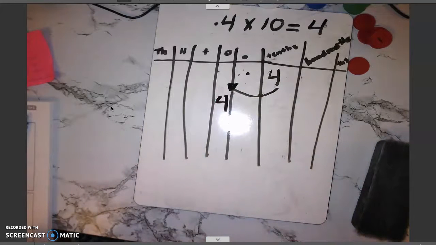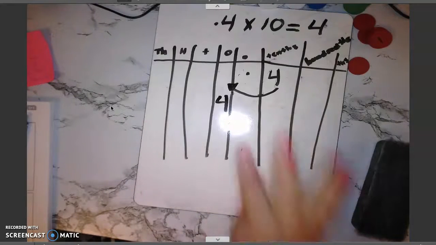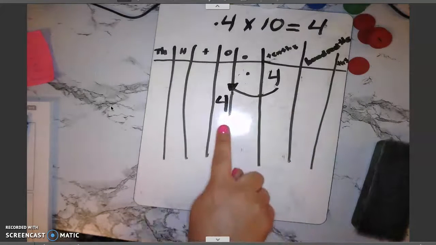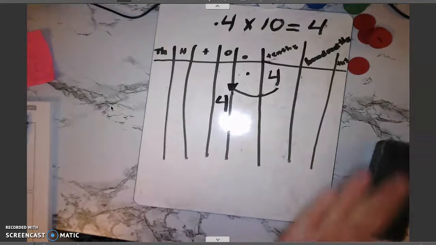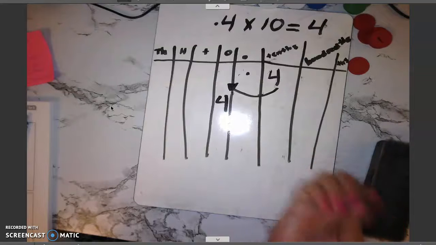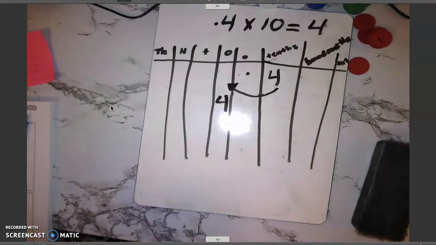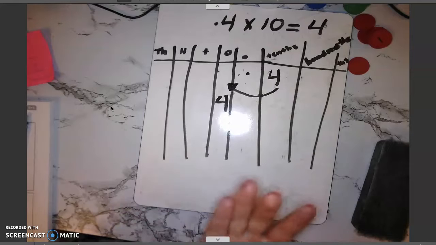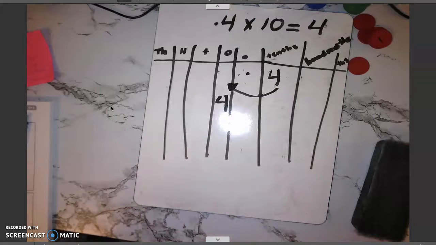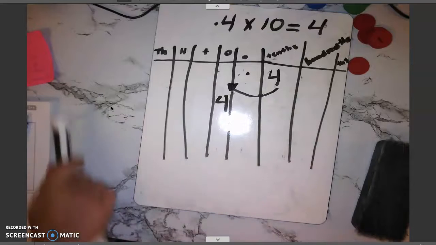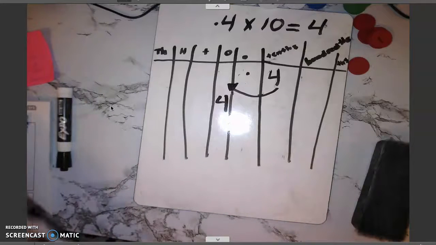Now, this is just one example of how we can take our place value chart and show how we can multiply by multiples of 10 and divide by multiples of 10. In the next video, I'm going to show you how to take mixed numbers, so numbers with wholes and decimal values, and multiply and divide those numbers by multiples of 10.